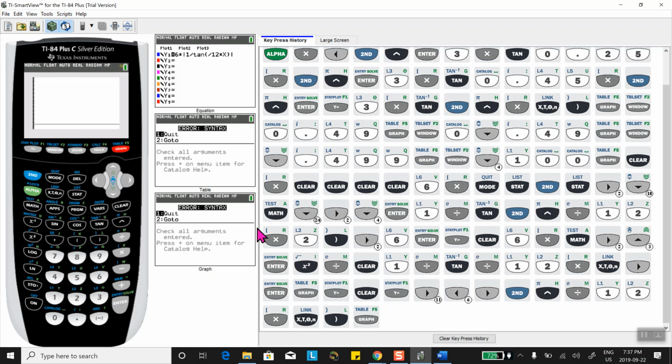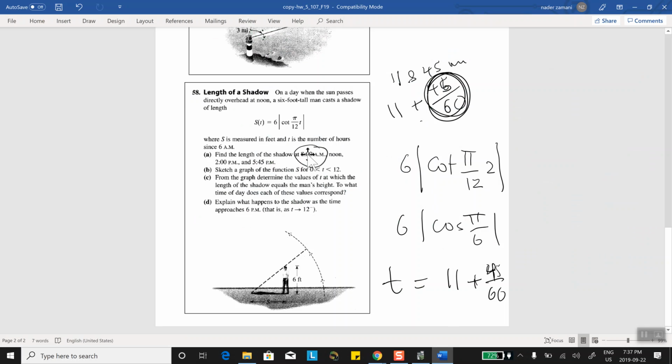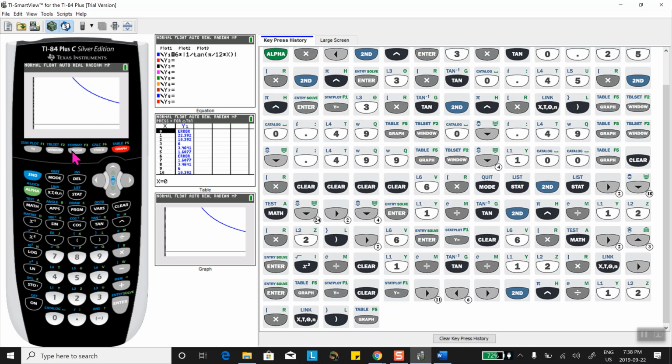And now graph it. Okay, we just have to change the window. It says x going between 0 and 1 or 12. Okay, so let's go ahead and do that. Change the window. X going 0 to 12. Now we may have to change these values here, but for now I'm going to say okay, graph it.